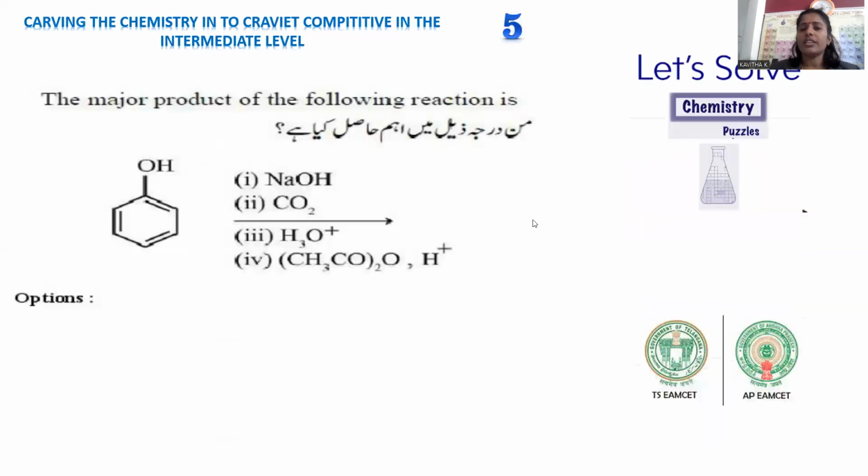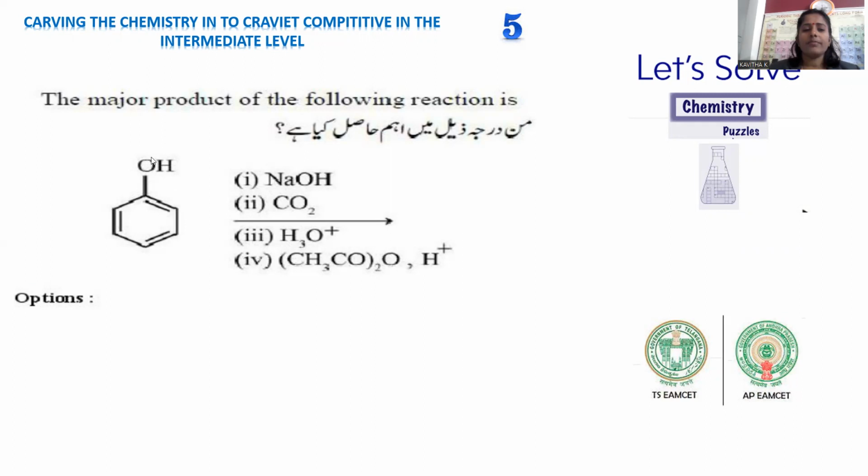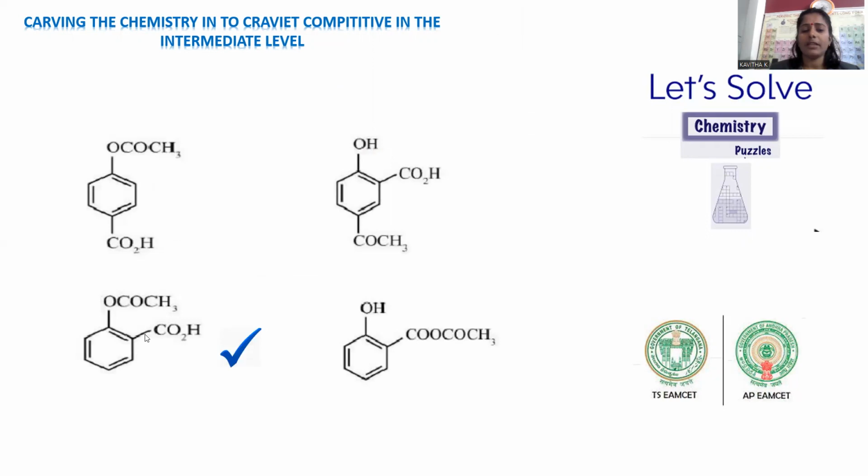Let's move on to question number 5. The major product of the following reaction is: here phenol is given and treated with sodium hydroxide, carbon dioxide, water in the presence of acid. Finally, acetic anhydride is treated under acidic conditions. These many reagents are added to phenol, what will be the final product? Let's go with the sequential order of the reaction. So the right answer for this question will be, here you will get ester, here you will get carboxylic acid. That will be option number C.